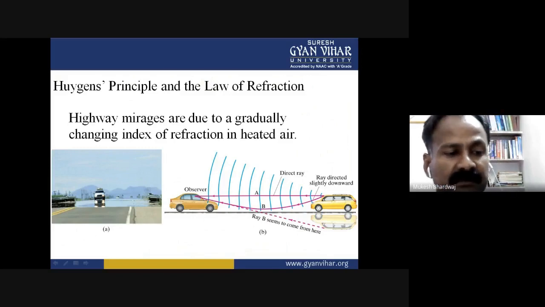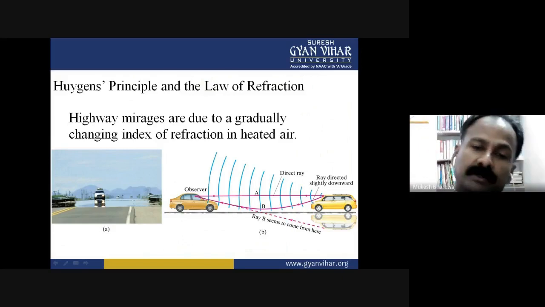Band spectra, absorption spectra, Fraunhofer lines, and fluorescence. Fluorescence is a process by which a body absorbs short wavelengths of light and subsequently emits longer wavelengths. So this is all about dispersion.